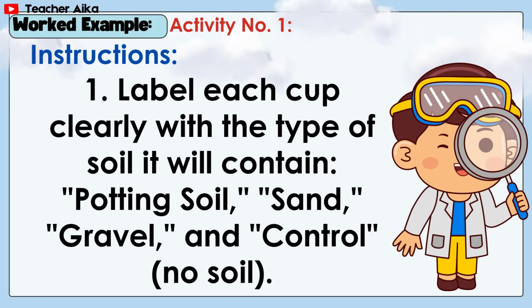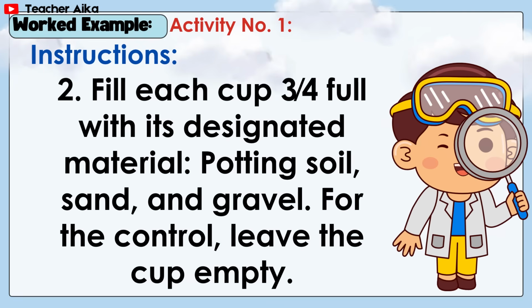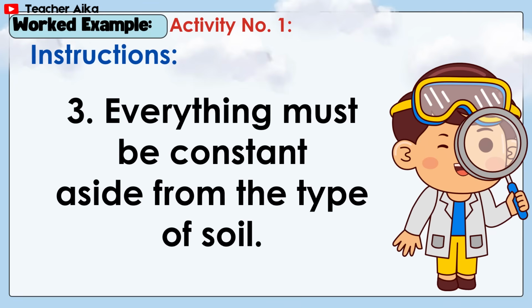Instructions. Number 1. Label each cup clearly with the type of soil it will contain: potting soil, sand, gravel, and control or no soil. Number 2. Fill each cup 3/4 full with its designated material: potting soil, sand, and gravel. For the control, leave the cup empty. Number 3. Everything must be constant aside from the type of soil.